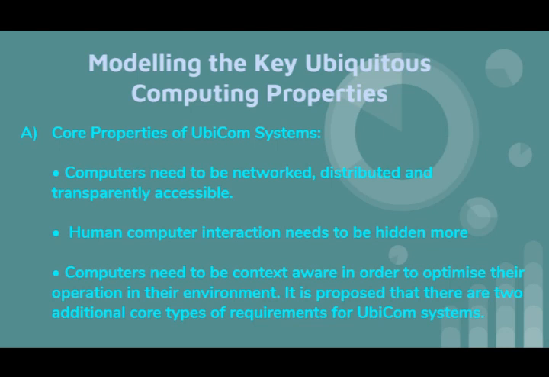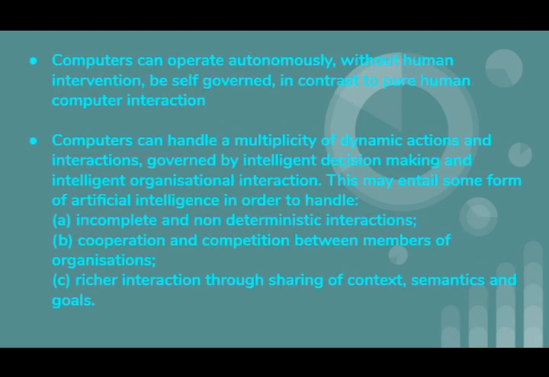The third one is computers need to be context aware: where they are, in which environment they are, and what they are supposed to do. They need to understand this context to make sure the work goes well. Then the fourth point is computers can operate autonomously. Just go through that point. Each and every point is related to the ubiquitous properties.